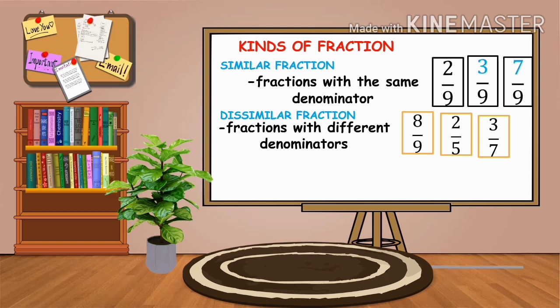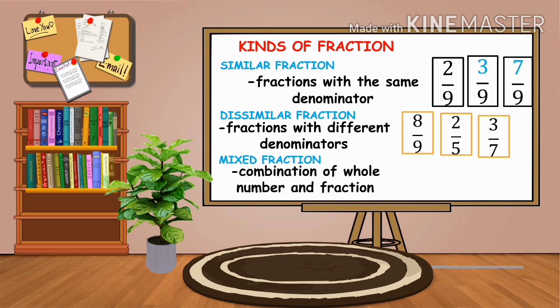denominators. And lastly is the mixed fraction, or sometimes we call as mixed number. So mixed fraction or mixed number is a combination of whole number and fraction. So these are examples of mixed fraction: 5 and 8/9, 2 and 3/4, and 12 and 4/7. So these are the different kinds of fraction.